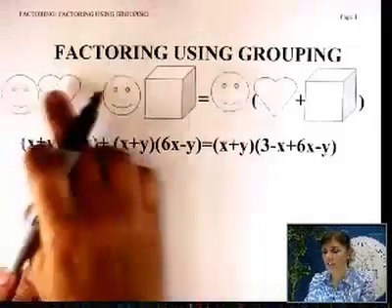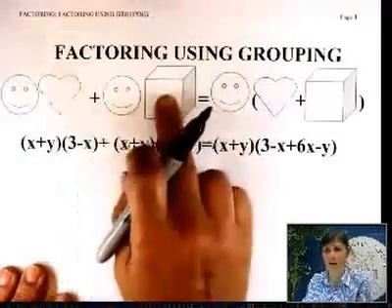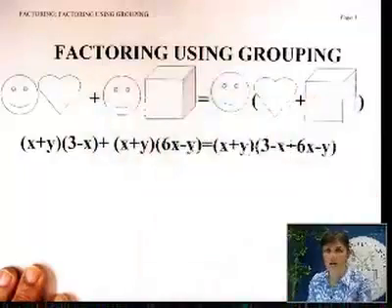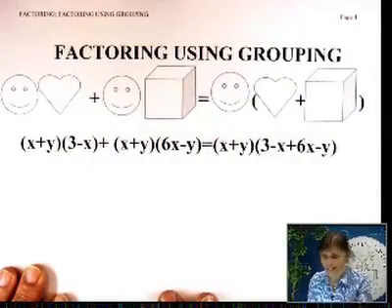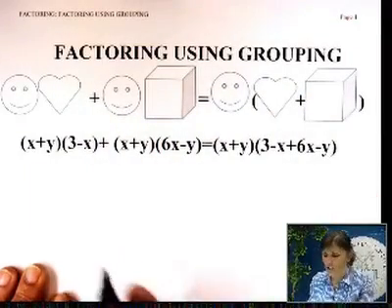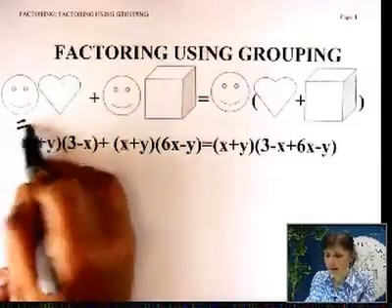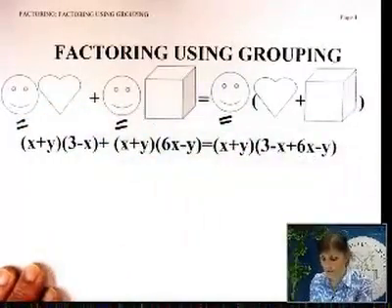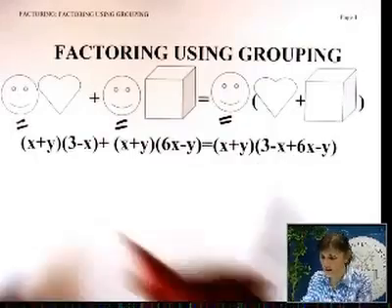So I have smiley face times heart plus smiley face times a cube, which is going to be smiley face, parentheses, heart plus a cube. What does that mean? You're looking for something, a smiley face, that's repeating. Do you see that? Let's look at this. What's repeating? This is repeating.